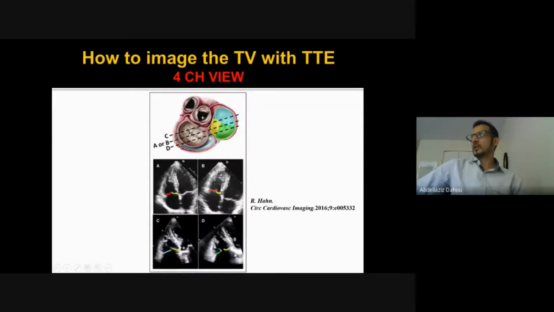If you see the coronary sinus on the right side here, most likely you are looking at the septal and the posterior leaflet here. And you can find more information about the imaging of the tricuspid valve with TTE in this reference published in 2016.